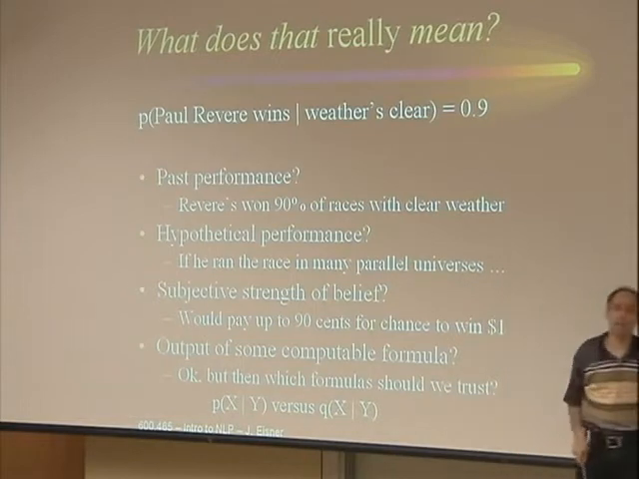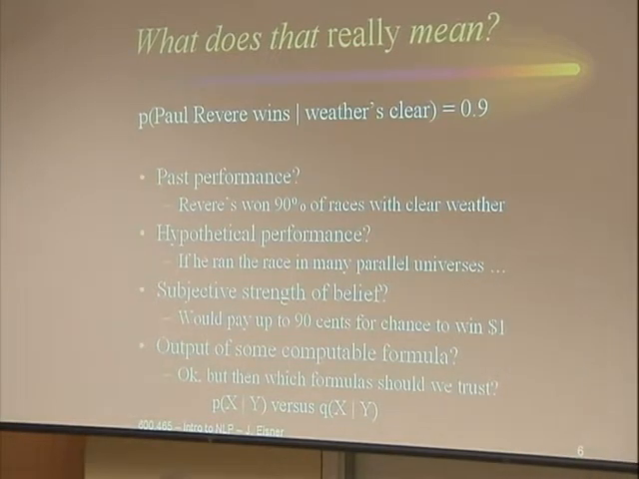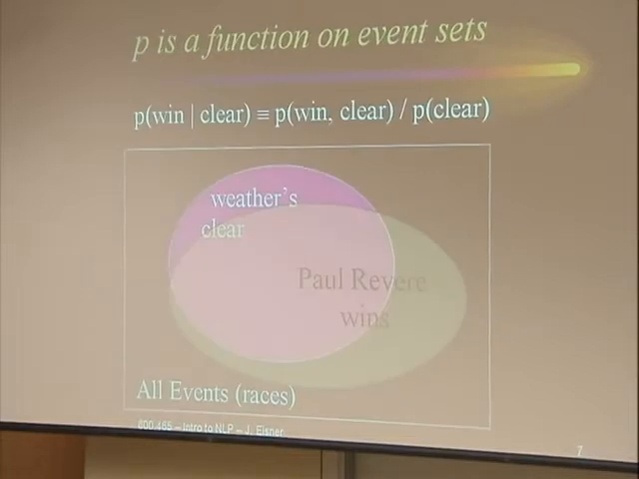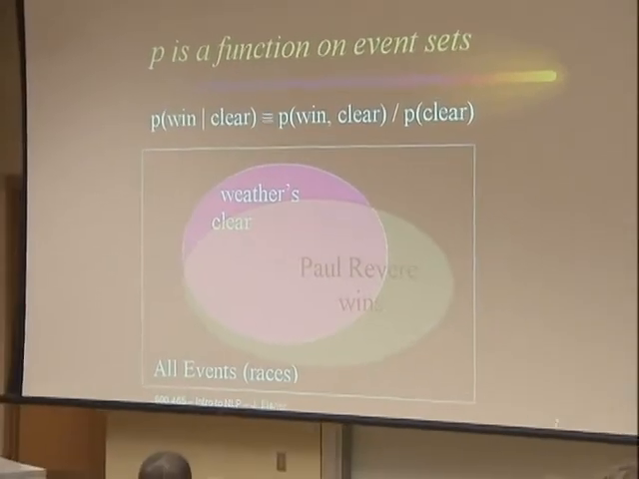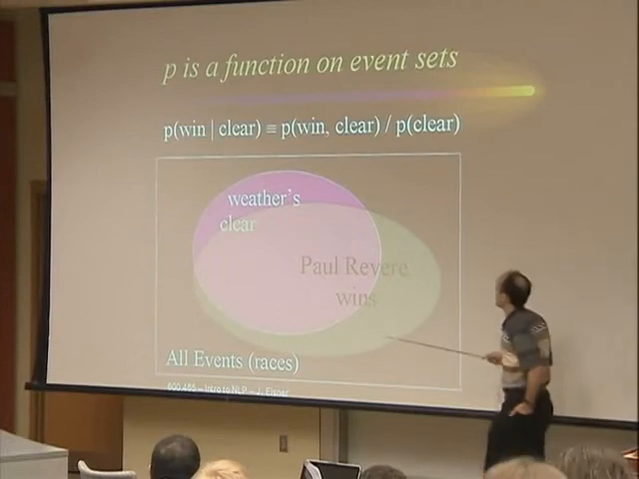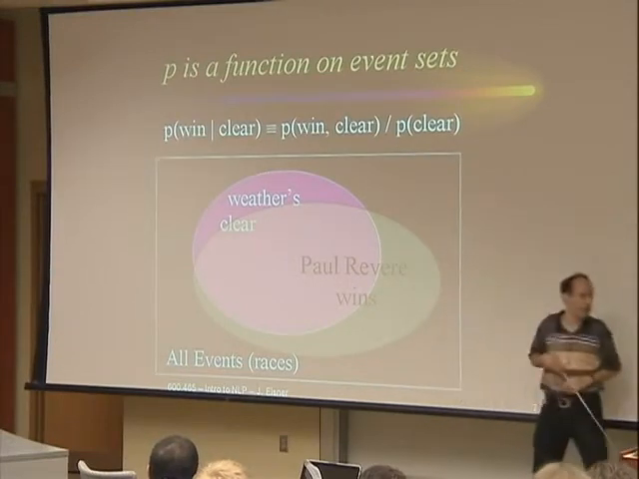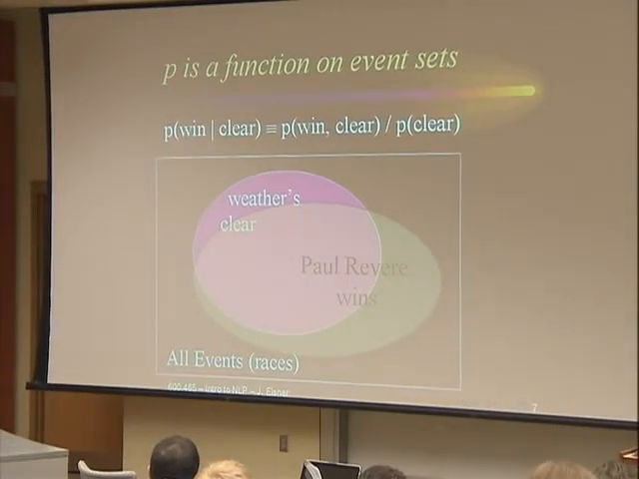Right. So we have one probability model P. We might have another probability model Q. And then we could define both of them and decide which one to trust. So we'll come back to that. So here's the meaning of this vertical bar in probability of win given clear. Really what it means is a division symbol, but it's not probability of win divided by probability of clear. It's the fraction of the time that you're in clear that you're also in win.